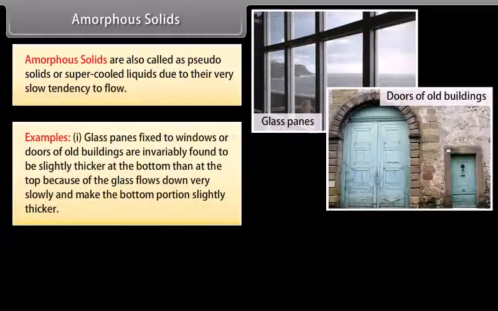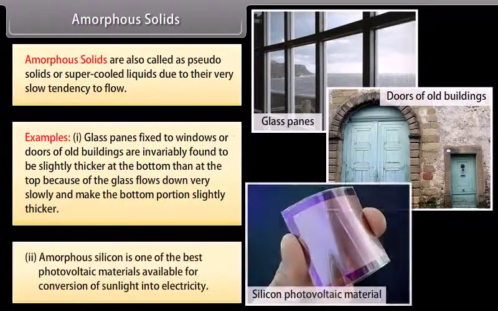Examples. 1. Glass panes fixed to windows or doors of old buildings are invariably found to be slightly thicker at the bottom than at the top, because the glass flows down very slowly and makes the bottom portion slightly thicker. 2. Amorphous silicon is one of the best photovoltaic materials available for conversion of sunlight into electricity. Difference between crystalline and amorphous solids.